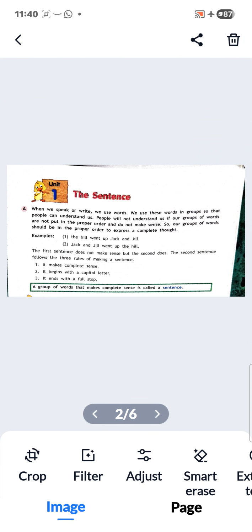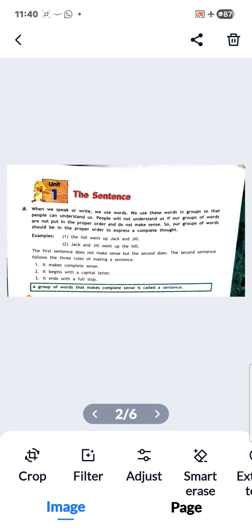Our first chapter is the sentence. Yes, we will revise this and you will have to learn the rules of all these topics: the sentences, kinds of sentences, subject and predicate. Then in the next worksheet we will give you the questions based on these three chapters so that you can solve them easily. So let's revise this.